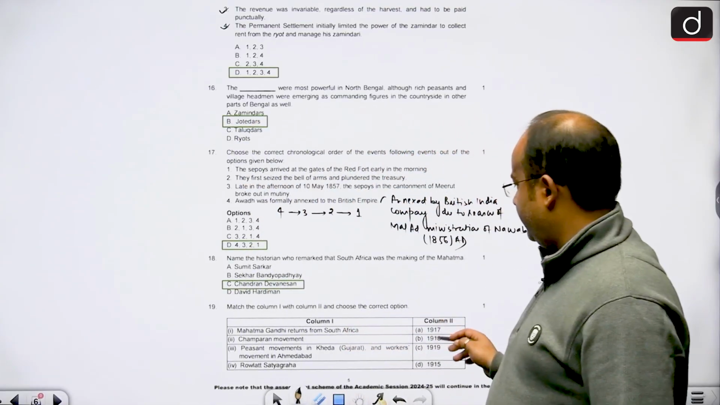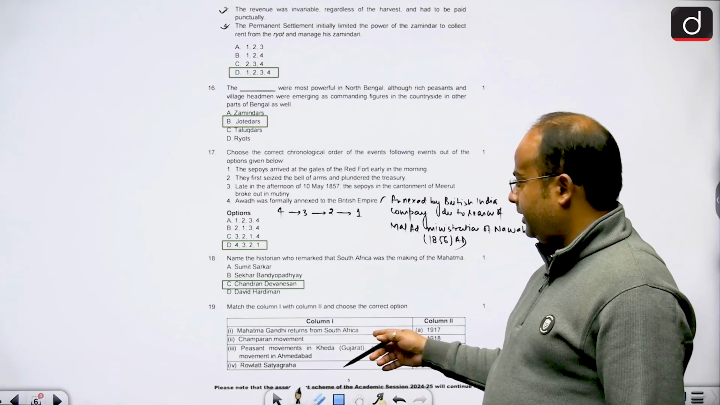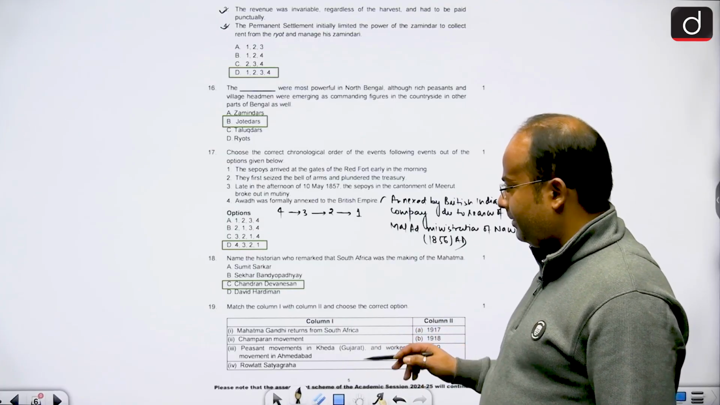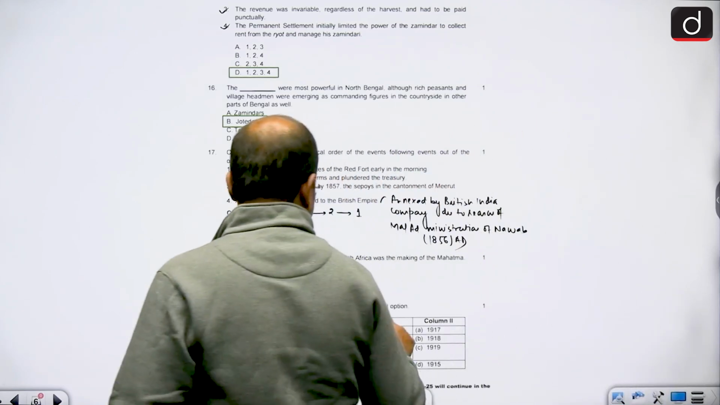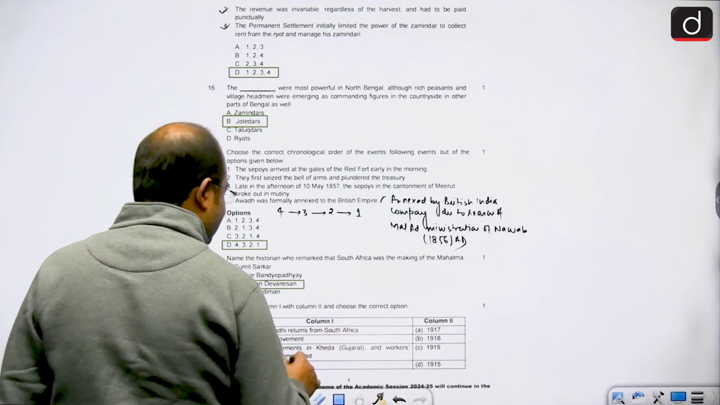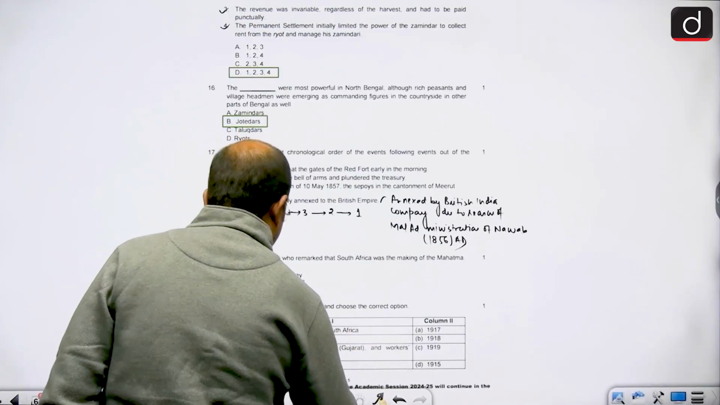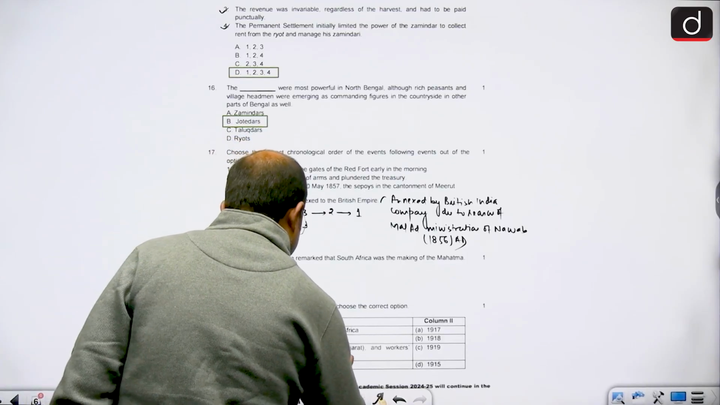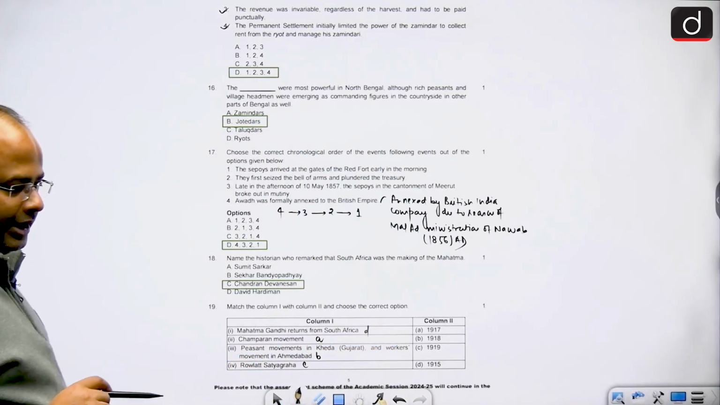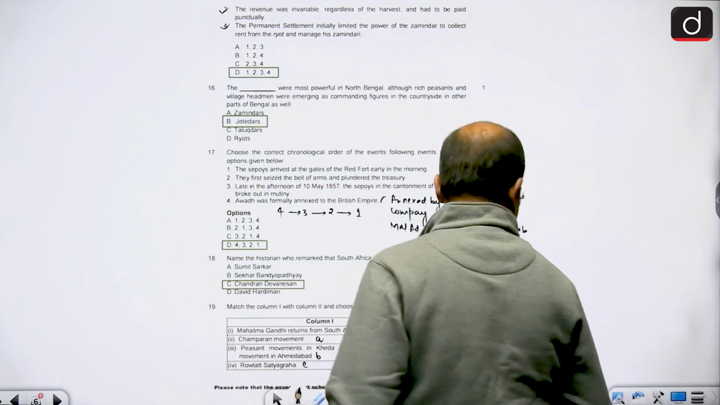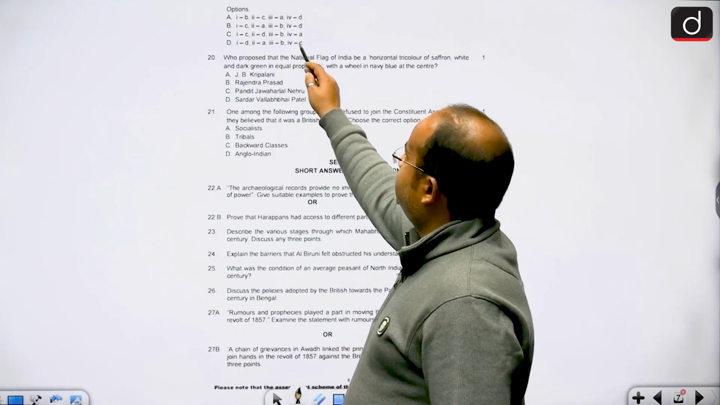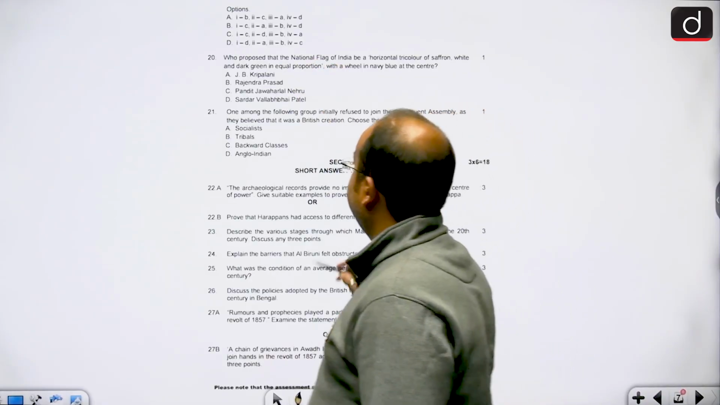Now next we have column 1 and column 2. Column 1: Mahatma Gandhi returned from South Africa, Champaran movement, peasant movement in Kheda, and workers movement in Ahmedabad, Rowlatt Satyagraha. So first of all, my dear friends, Rowlatt Satyagraha that happened in 1919, so option C. Peasant movement that is in Ahmedabad and Kheda that started in 1918, so it is option B. Champaran movement, option A. And Gandhiji returned from South Africa, it is option D. So D, A, B, C. So the correct answer will be option D, that is D, A, B, C.